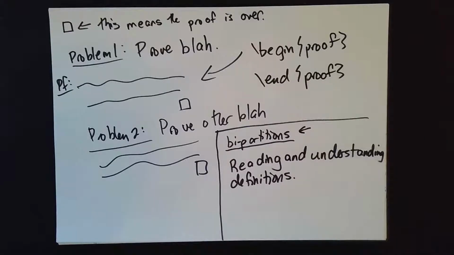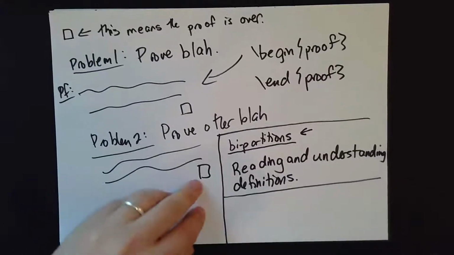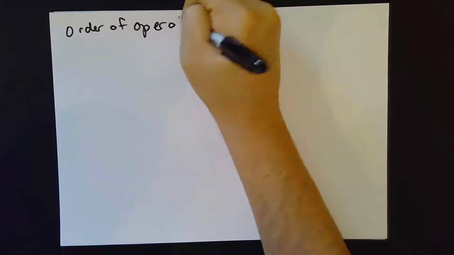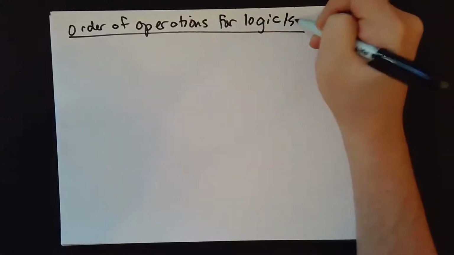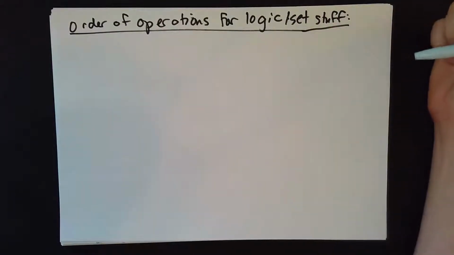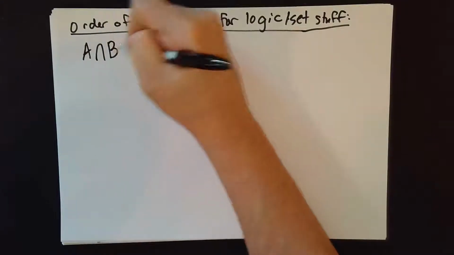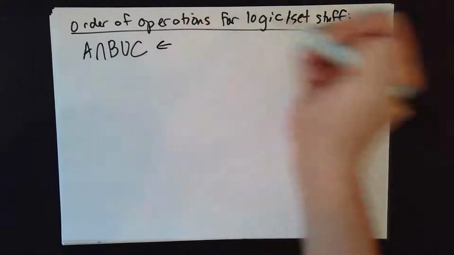So someone asks about order of operations for logic stuff, and in particular when negating things. And I would say no, other than that you use parentheses. Okay. So for logic and set theory stuff, I would not try to come up with an order of operations. And so as a result, you should never write something like this. This is not a well-formed thing.